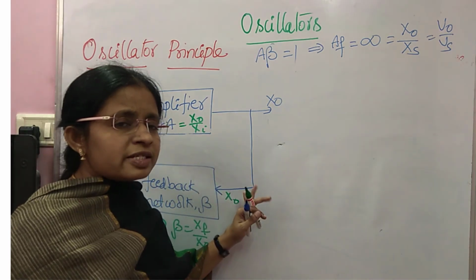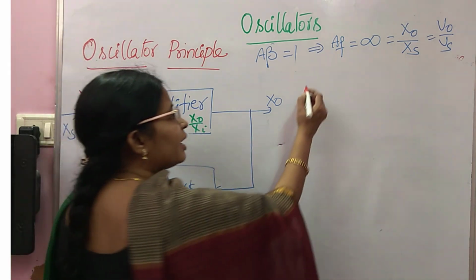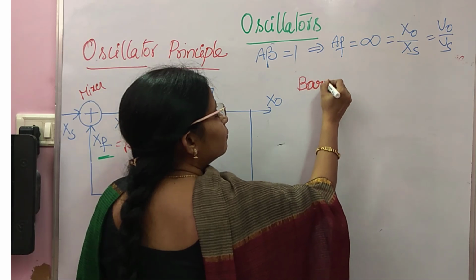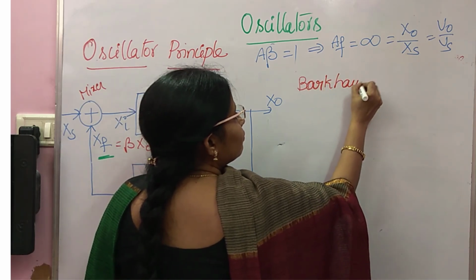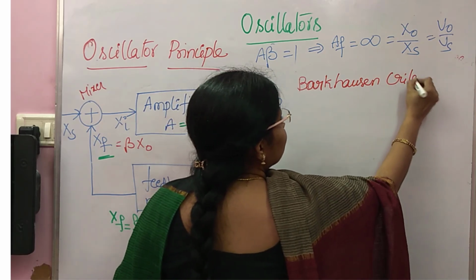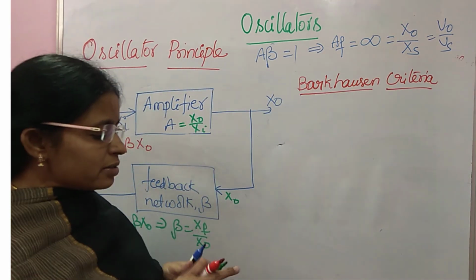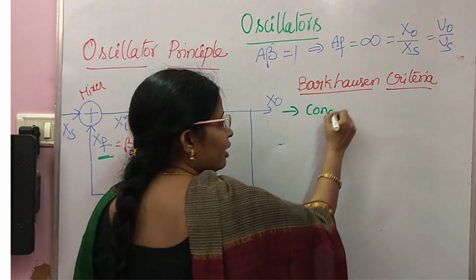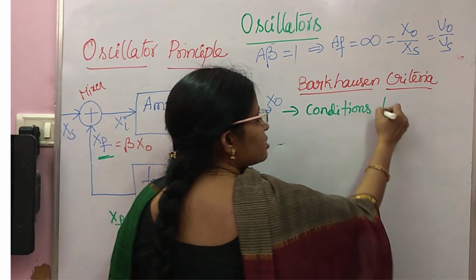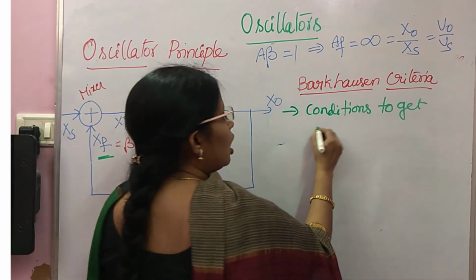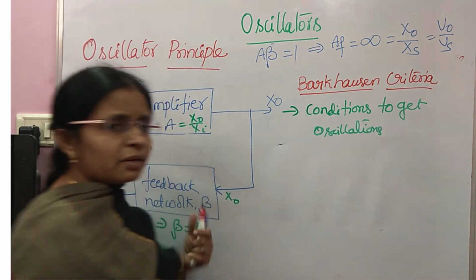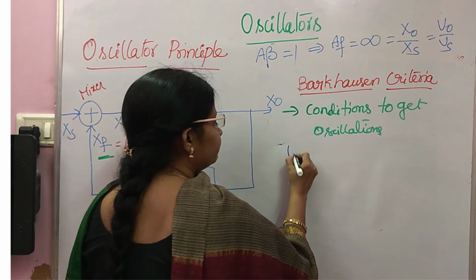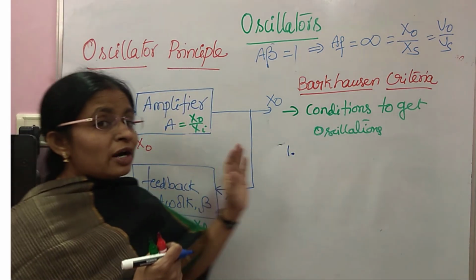Now in the same concept, I will explain another important criteria. That criteria is Barkhausen criteria. What is this Barkhausen criteria? It gives the conditions to get oscillations. Barkhausen criteria is nothing but conditions to get oscillations. Let us say the first condition. What is the first condition?